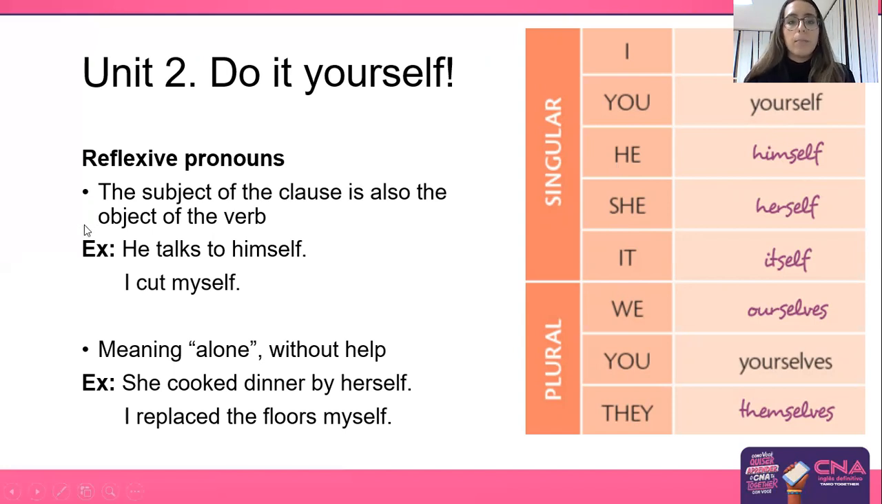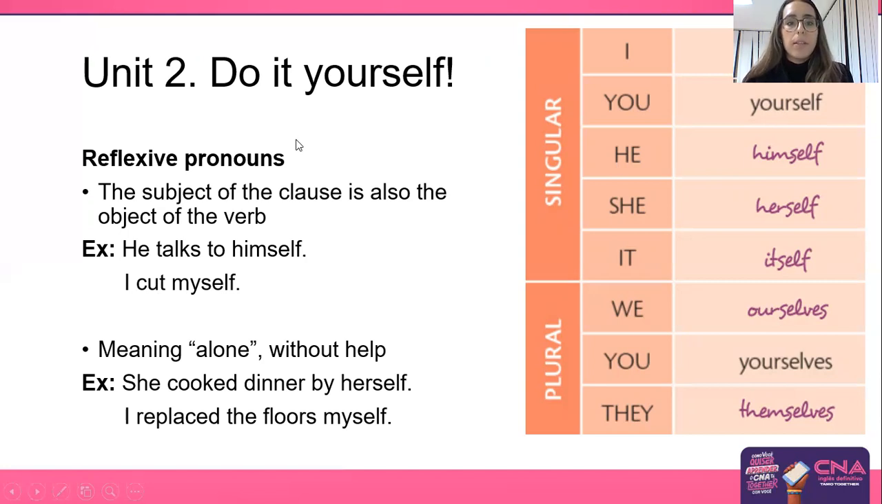So for example here, he talks to himself, yes? So he is the subject of the sentence, yes? But he's also the object, yes? He talks to himself. Or I cut myself, yes? So take a look, I did the action and I'm the one that was affected by this action, right?